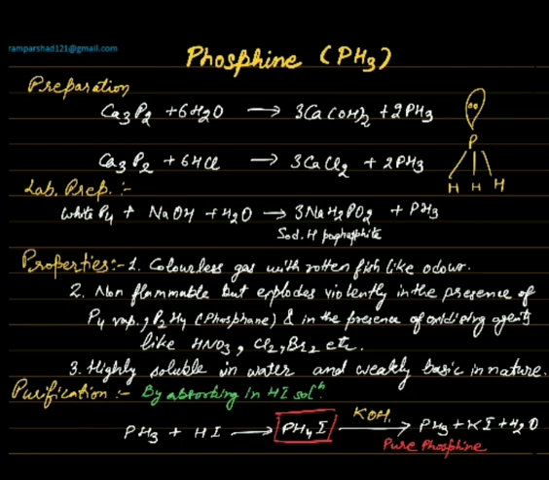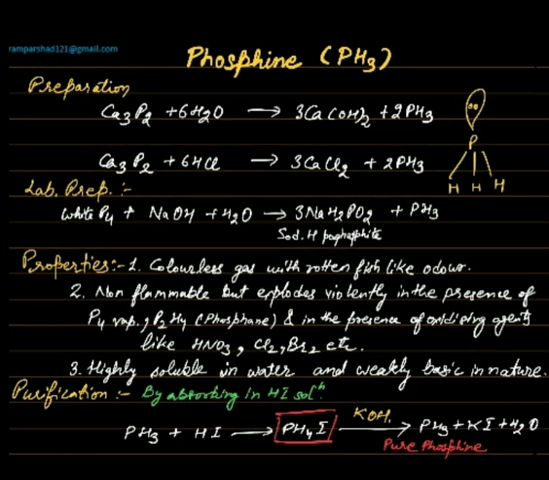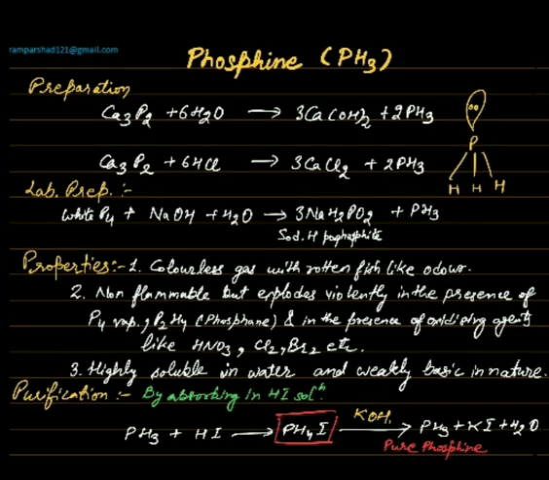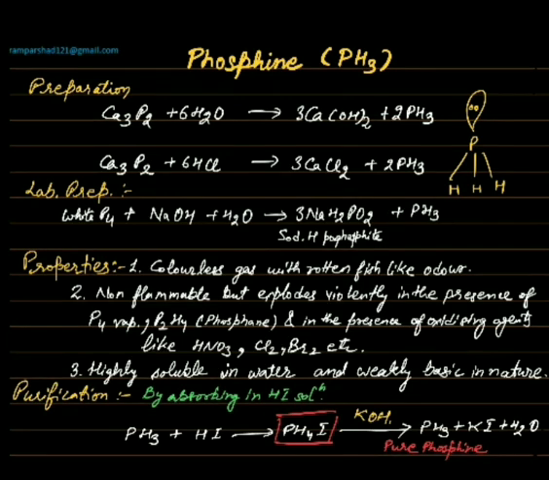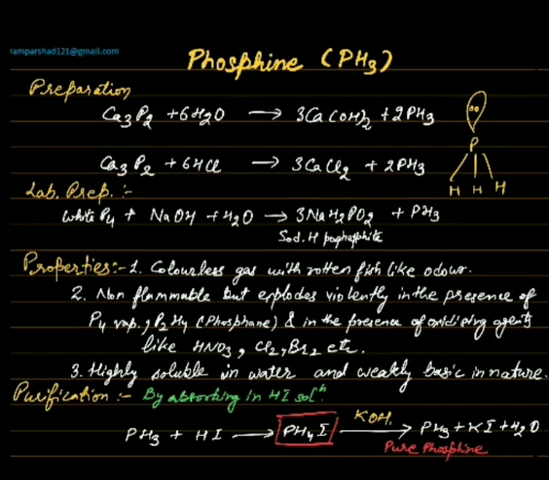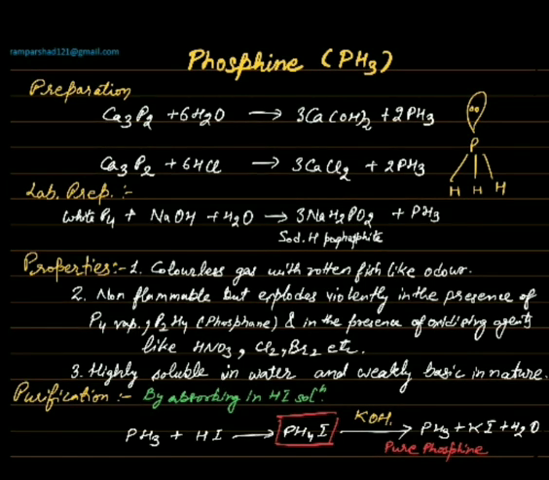Phosphine is slightly soluble in water and weakly basic in nature. Phosphine gas prepared by the above method is further purified by absorbing this gas in hydrogen iodide, which forms phosphonium iodide. This phosphonium iodide, when reacted with potassium hydroxide solution, forms potassium iodide along with the release of pure phosphine gas.